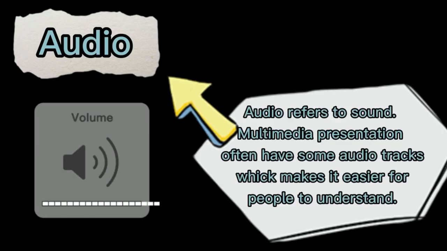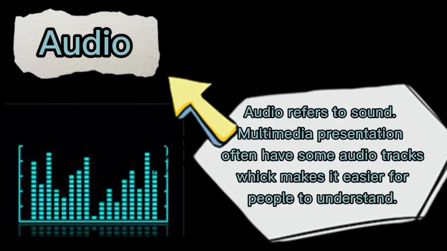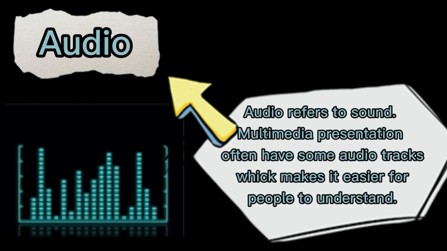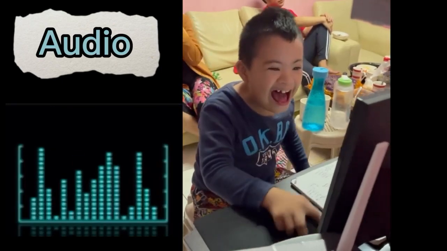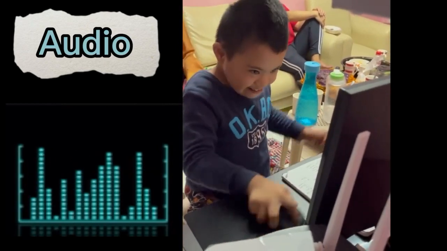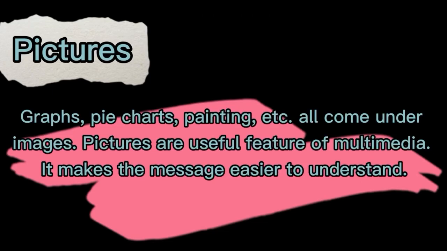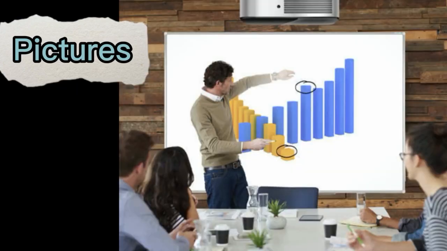Audio refers to sound. Multimedia presentations often have some audio tracks, which makes it easier for people to understand. Graphs, pie charts, paintings, etc. all come under images. Pictures are a useful feature of multimedia. It makes the message easier to understand.